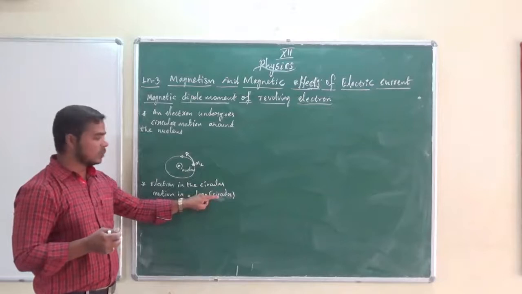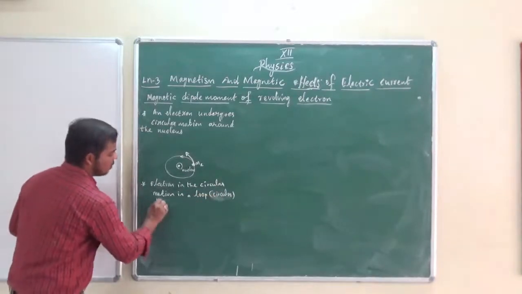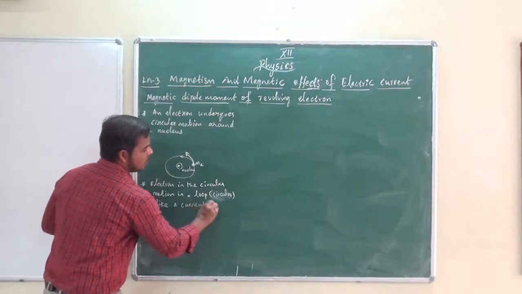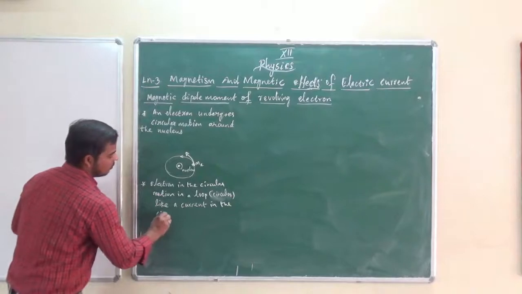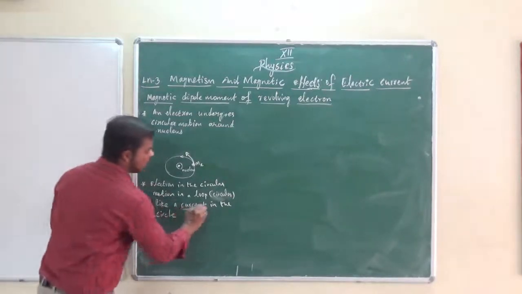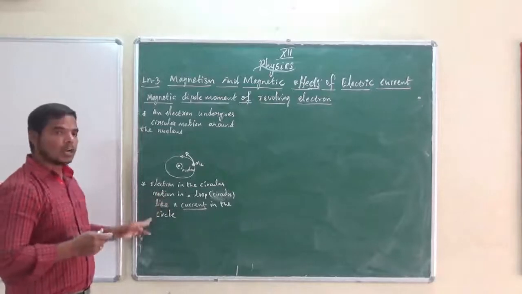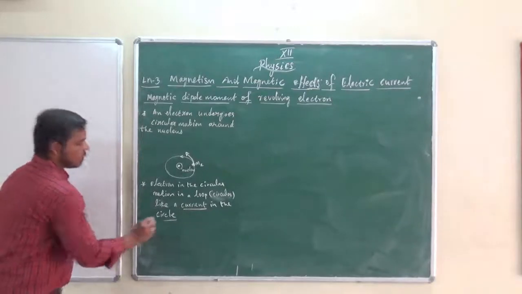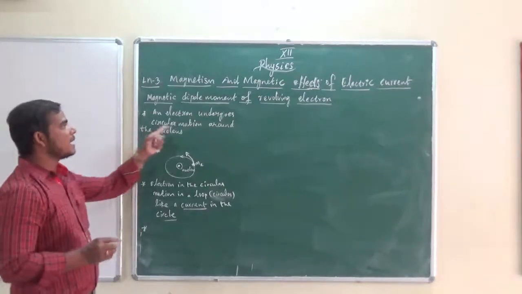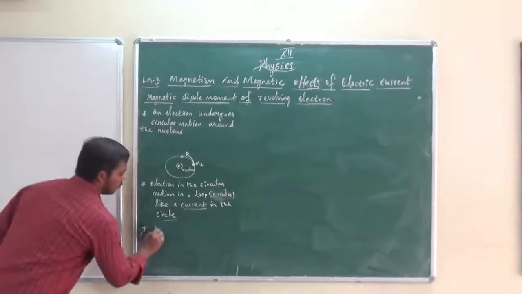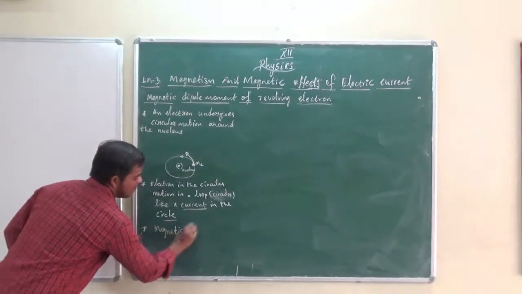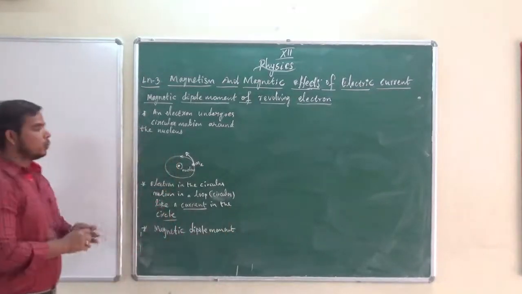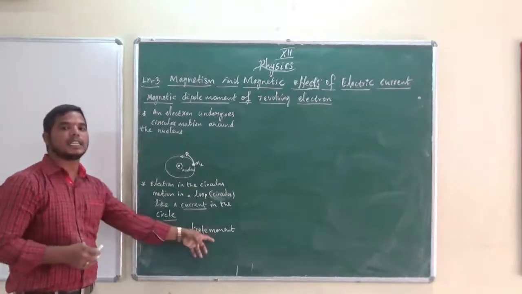That means the loop is circular, like a current in the circle. Current is due to the circular motion of the electron around the nucleus. Using this current in the circle, we have to find the magnetic dipole moment. Due to the above reason, we have to find the magnetic dipole moment.